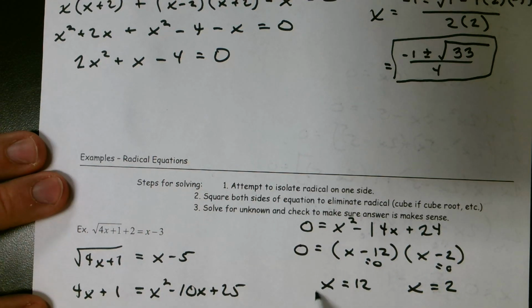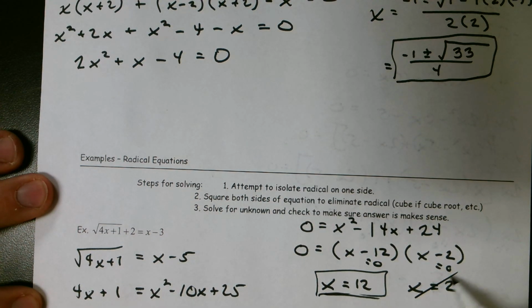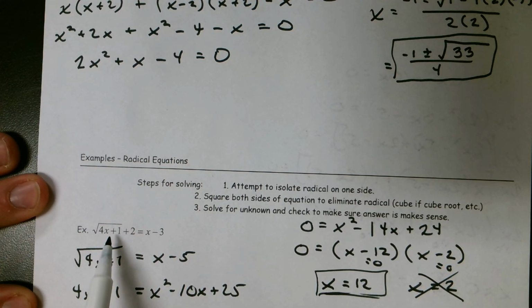12 is an answer. Now let's check 2. 4 times 2 is 8, plus 1 is 9, square root of that is 3, plus 2 is 5. Check the right side. Does 2 minus 3 equal 5? Nope. So 2 is actually not an answer, even though you solved for it correctly, because it doesn't fit into the domain of our original equation.